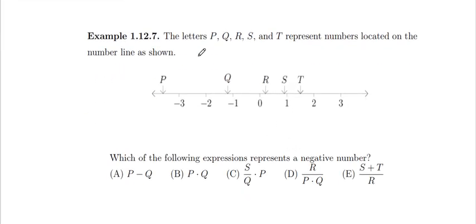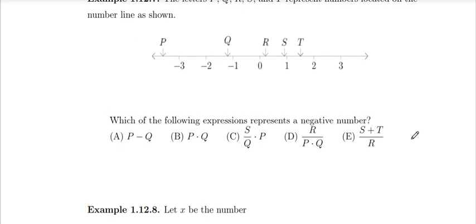Okay, so here we have 5 letters that represent 5 numbers. The question: which of the following represents a negative number? So we say 0 is here. R, S, T are positive, P and Q are negative. So P minus Q, this is negative. Which of the following? Oh, this is negative. P multiplied by Q, so we just choose A. Yeah, this is easy.